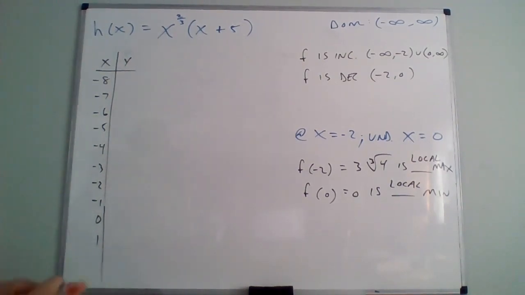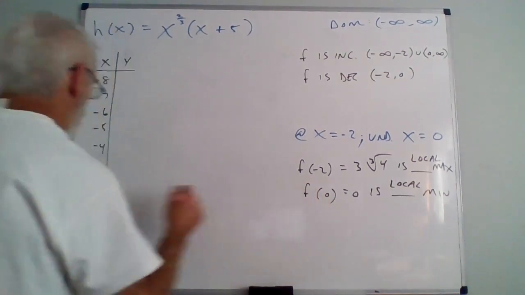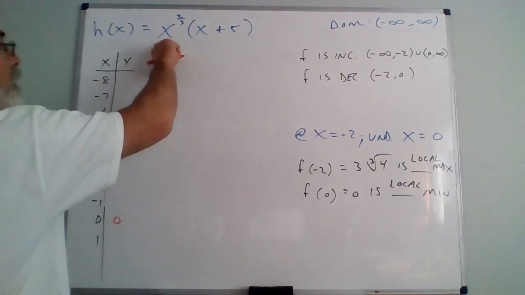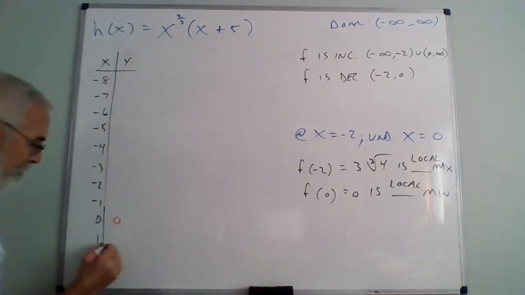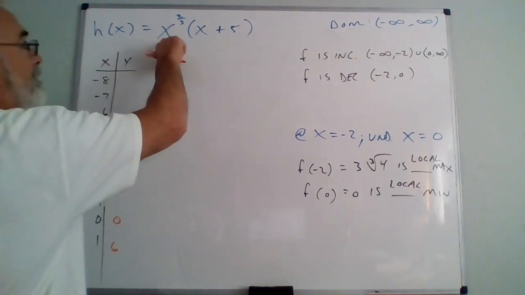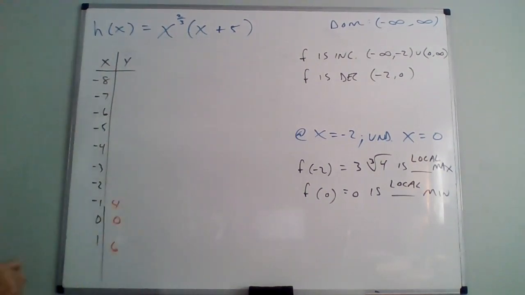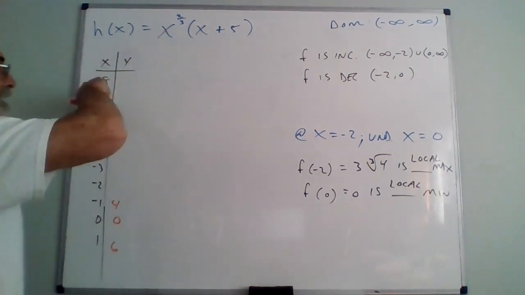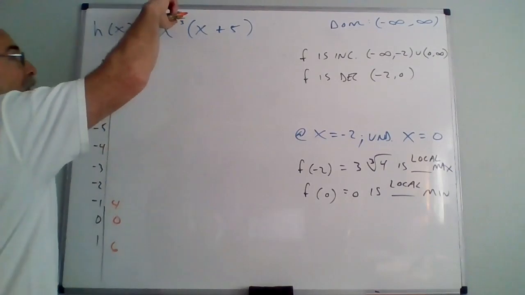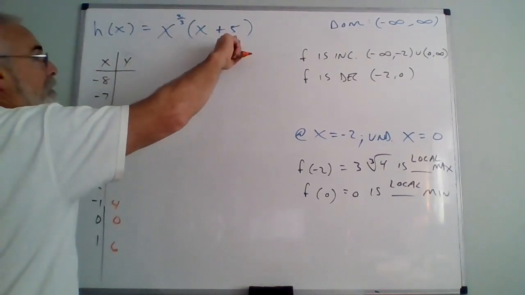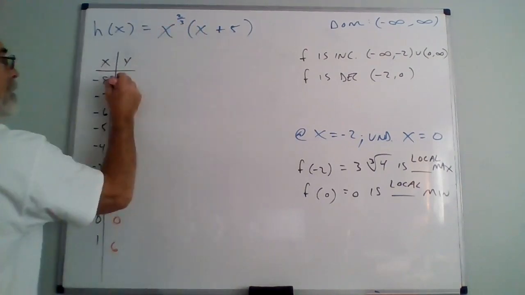So let's take the freebies. Let me use my orange pen. We know that's zero. If I put a 1 in here, it's 1 times 6. If I put a negative 1 in here, it's 1 times 4. These are the freebies. How about the negative 8? The cube root of negative 8 is negative 2. When I square it, that's positive 4. If I put a negative 8 here, that's negative 3 times positive 4.